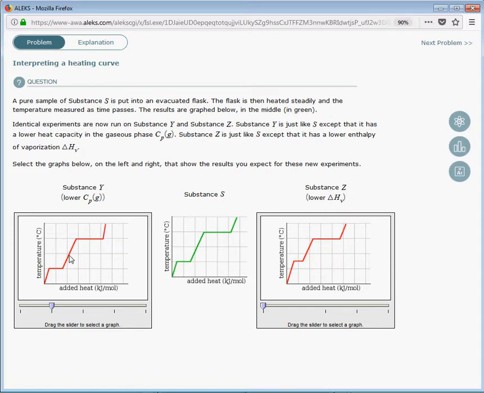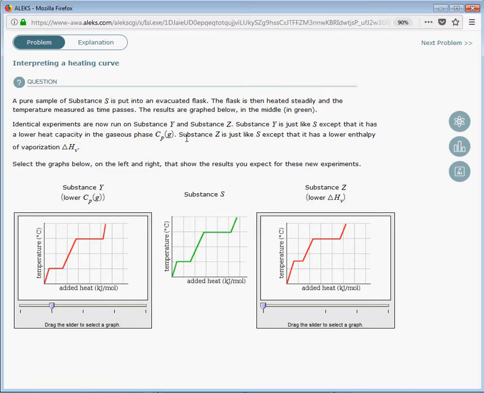Note that if it were for the liquid or for the solid, the heat capacity would have the same effect. If it is higher, you get a more drawn out slope or a lower slope, and if it's lower, you get a steeper slope or a less drawn out slope. Let's look at substance Z.